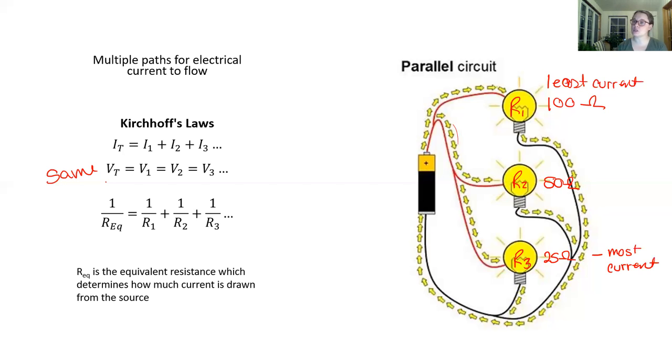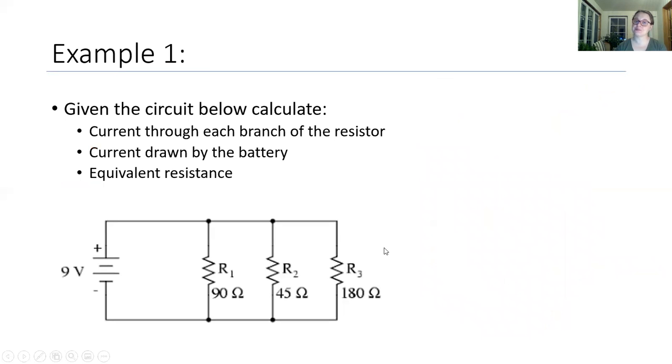Right, so you can use some logic in there. That logic will help you with checking your answers. And overall, there's going to be less resistance because the flow coming out of the battery can flow through 3 separate paths, meaning it can flow that much faster than just flowing through one path. All right, calculation time. I only have a few calculations for you, so it won't take us long. Given the circuit below, calculate the current through each branch, the current drawn by the battery, and the equivalent resistance.